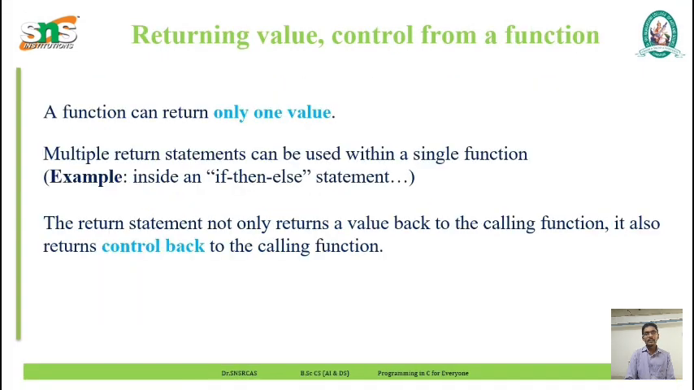And here, how a function returns a value and control from a function. A function can return only one value at a time, though it can return one of several values based on the evaluation of certain conditions. Multiple return statements can be used within a single function, like if you use if statement, if else statement or looping statements. The return statement not only returns a value back to the calling function, but it also returns control back to the calling function.